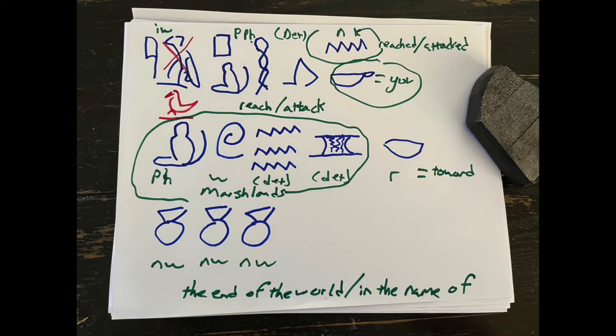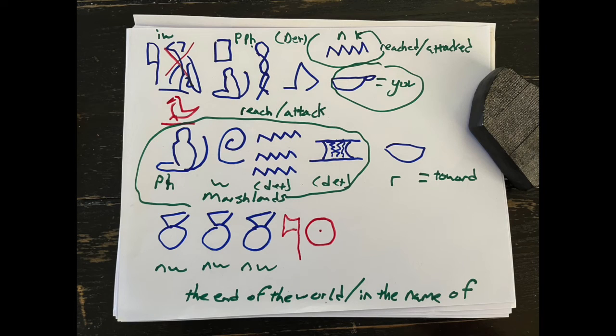And where we're heading is the end of the world or in the name of. Remember, we stole that from Moon Knight's armor last week or a couple weeks ago. Maybe it was last week. It all blends in my head. All right, so here we have to determine what we're saying. We know that you reached or you attacked the marshlands towards the end of the world, or you reached the marshlands towards in the name of. Well, since we don't have a name at the end, it must be the end of the world.